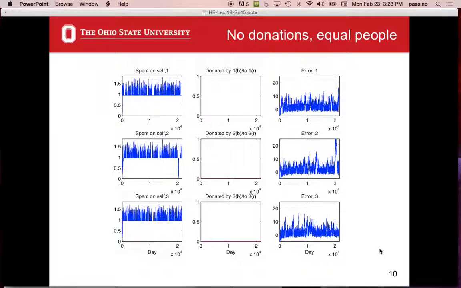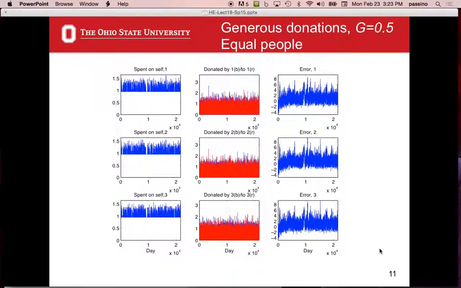Now, we're going to start connecting them up as a community. So we're just going to go to the other end of the spectrum and make G equal 0.5, like obviously I could suggest. And these are equal people in the sense that they're all making the same amount of money a day, average of $1 a day. They're all trying to save $25 a day out of their pocket. And now the situation changes quite a bit.